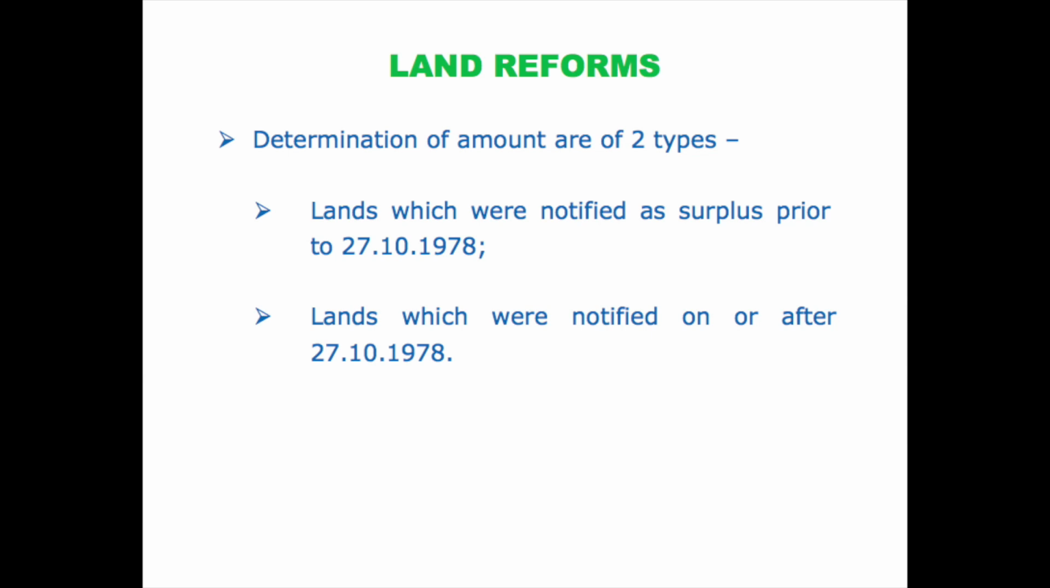One, the lands which were notified as surplus prior to 27th October 1978, and the second method is the lands which were notified on or after 27th October 1978. 27th October 1978 is the date on which the Ordinance 14 of 1978 was promulgated.